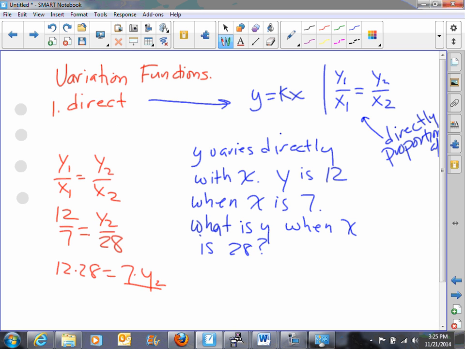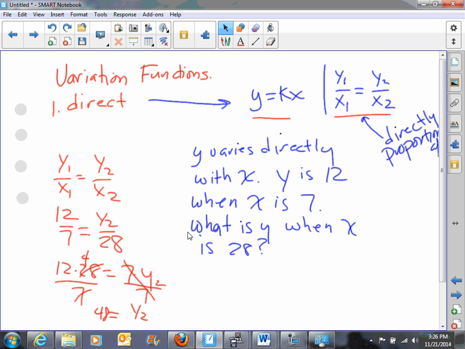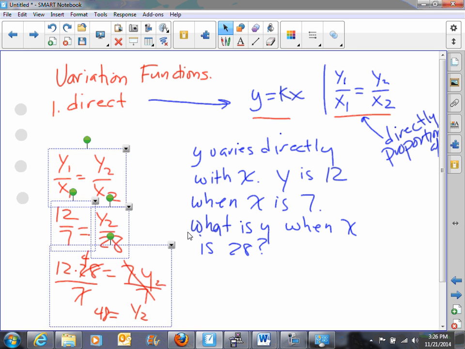Now, if we cross multiply, we get 12 times 28 is equal to 7 times y2. And we could divide both sides of this by 7. The 7s cancel here, and 7 goes into 28 four times, leaving 4. And so we get y2 equals 48. So either of these formulas will result in the same answer. Varying directly and directly proportional are two different ways of saying exactly the same thing. And that's direct variation.